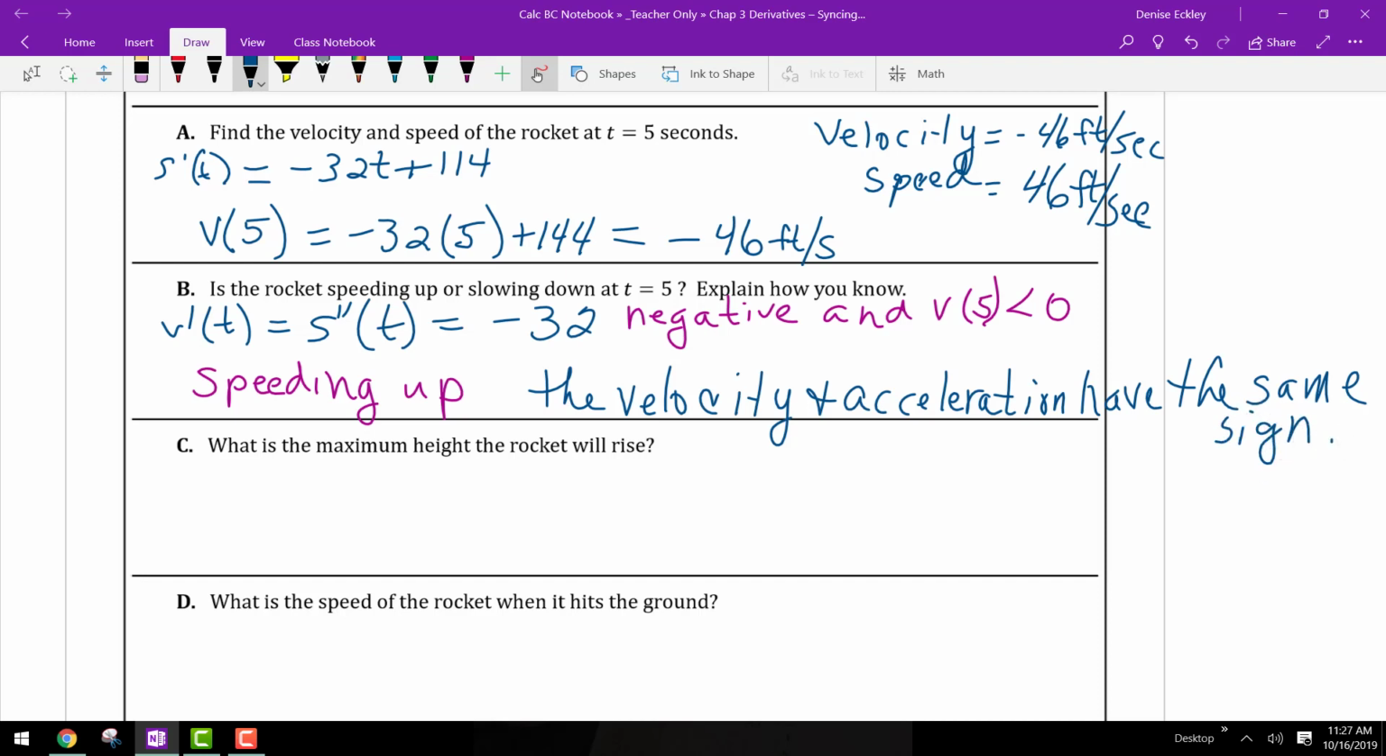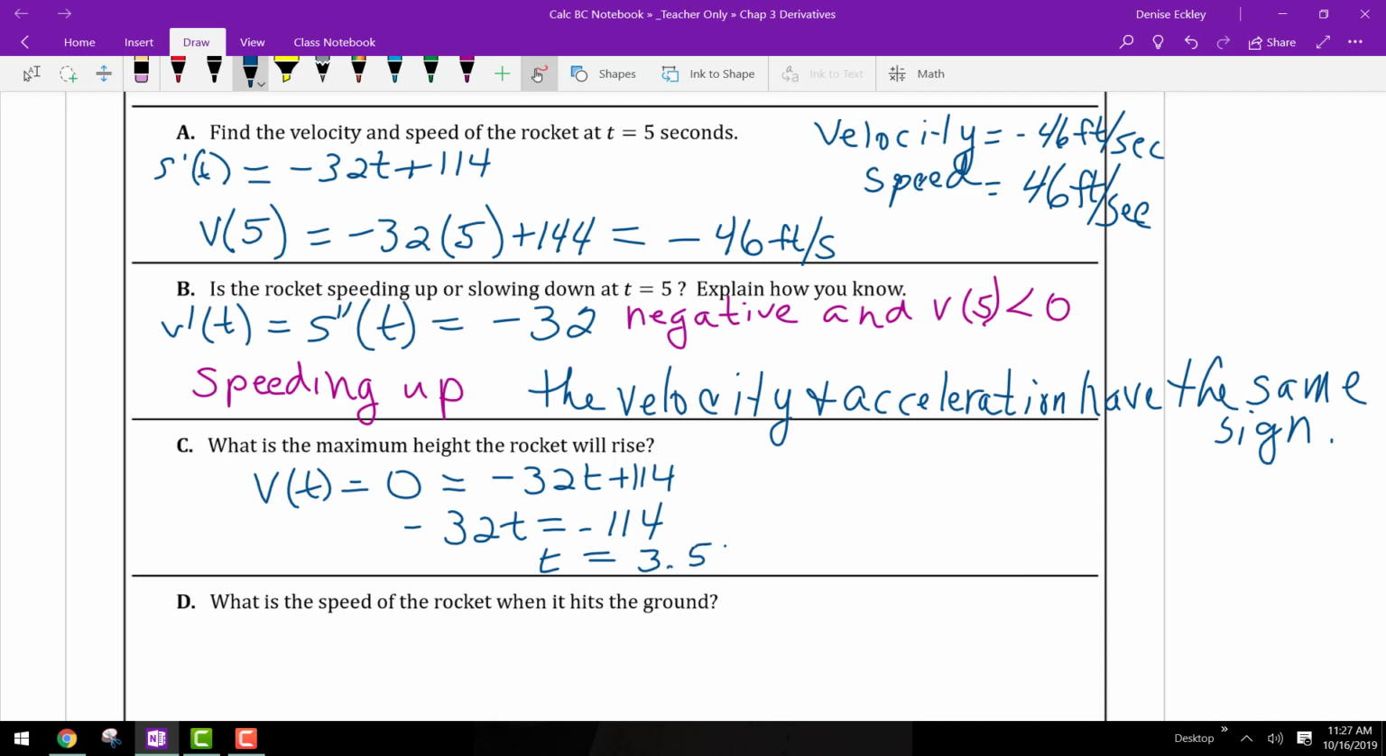Okay, part C, what is the maximum height the rocket will reach? Well, that's going to happen when the velocity function equals 0, because it's going to go up, stop momentarily, and then change directions. So we're going to set the velocity function equal to 0 and solve for t. And when we do that, we get negative 32t equals negative 114, and t is going to equal about 3.5 seconds. So I put this in my calculator. That's the exact answer. So that's that time.